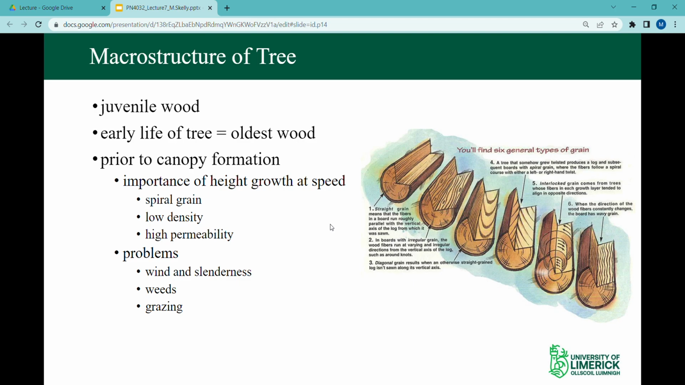And then we're just looking at a wobbled grain there, where the direction of the wood fibers consistently changes, the board has a wavy grain. A wavy grain can be perfectly fine unless you're looking to do something like build a hurl or manufacture a hurley. The grain pattern is more important for something like that. So what can affect these? The wind, the slenderness of the tree when it's small, any animals that can get in and rub off it, so that's just down to grading, and weeds. Weeds can even cause these problems, especially when they're saplings.